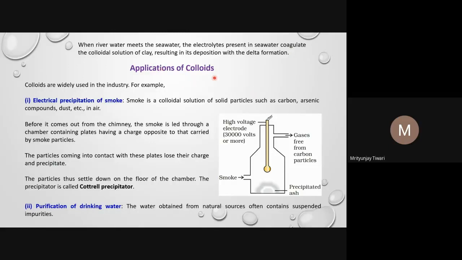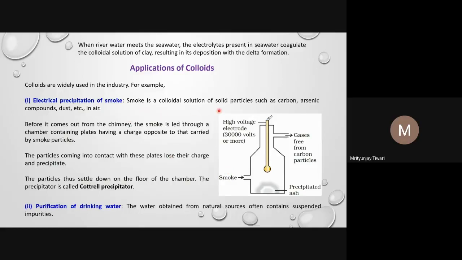Let's now see applications of colloids. Colloids are widely used in industry, for example, electrical precipitation of smoke. This method is very important in the current era. We don't want the smoke or the dust particles to come out into the atmosphere and pollute it. So certain methods are used: electrical deposition of smoke.